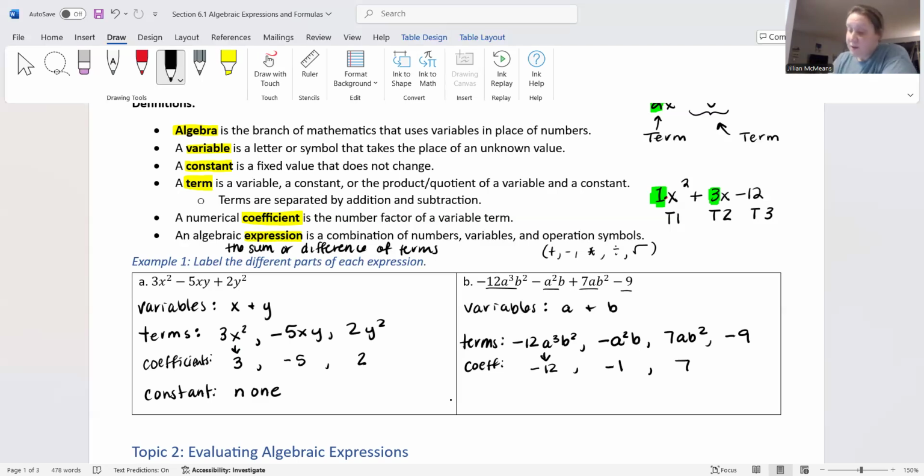All right. And then finally, do we have a constant? And the answer would be yes. We definitely, well, let me put constant. We just have one. Do we have a constant? The answer is absolutely. It is negative 9. So that's a fixed value. It's not attached to a variable. It's never going to change.